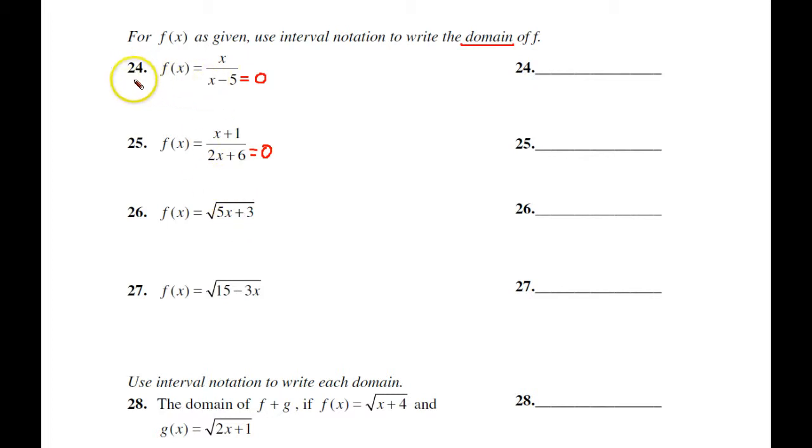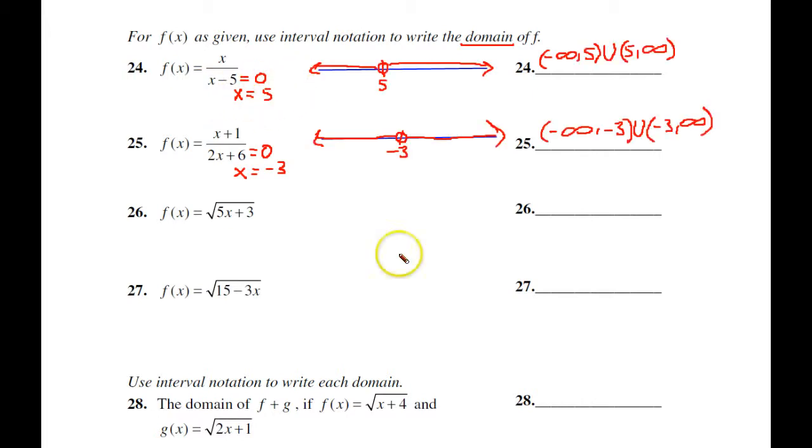in the case of 24 and 25. So here we know that if we solve this, x equals 5. And if we solve this one, x equals, just bring this over, becomes a negative 6. So this is a negative 3.